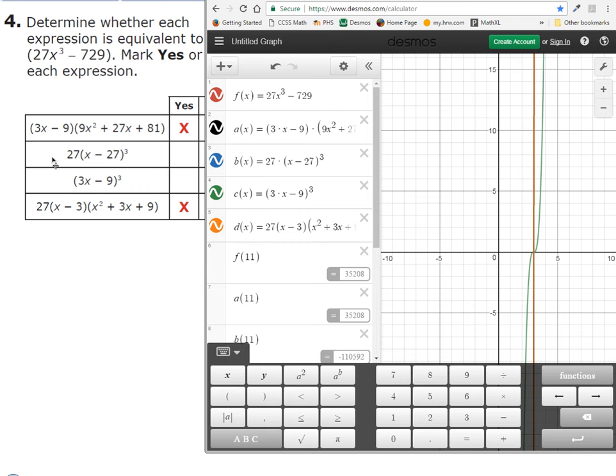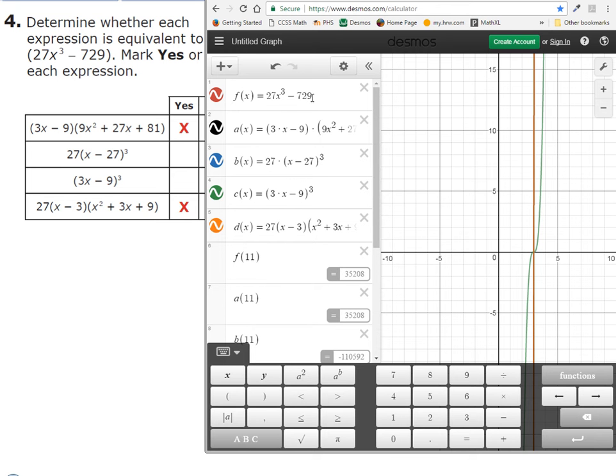Let's take each of these functions, and I'm going to put them into the calculator, but I'm going to call them a of x, b of x, c of x, and d of x, right? This is what's cool about this Desmos calculator. If I've defined f of x to be 27x cubed minus 729, this makes it really easy for me to plug in a random value. Let's just pick a random value, like, how about 11 is the one I picked earlier, right? If we just pick a random value like 11, and I'm going to plug that into those functions, how could I ask the calculator what the value of this function is when x is 11? How do we say that?